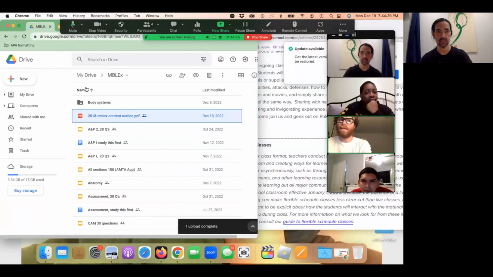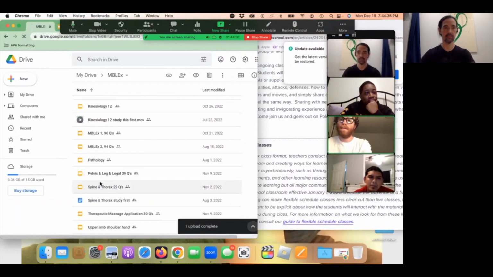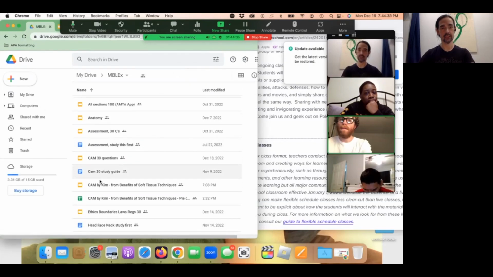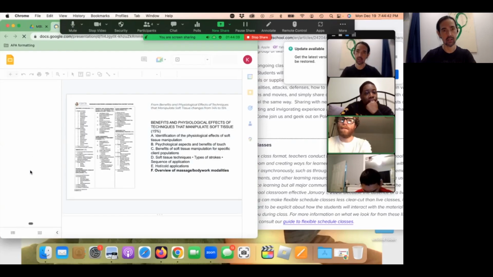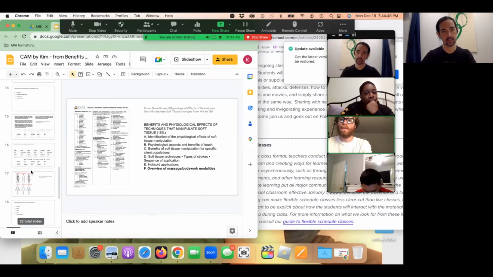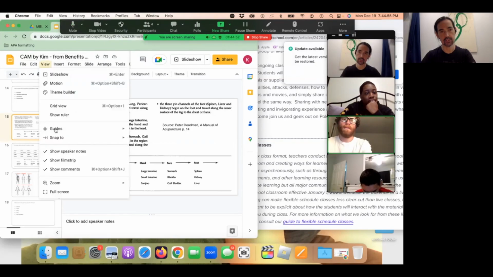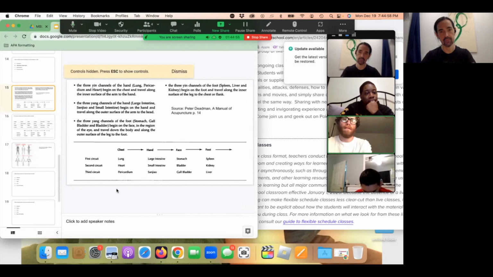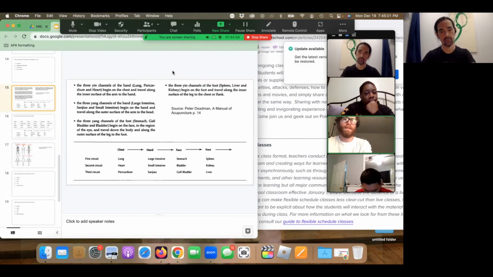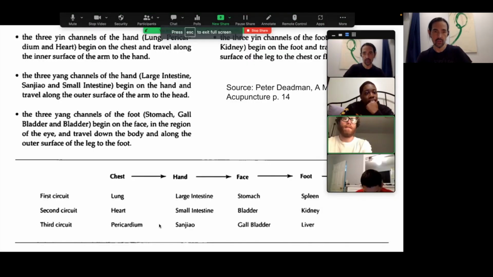Let's take a look at the Meridian circuits. This one has the times on it, but I'm not going to show you the times yet. Notice that liver is last and pericardium is 3 before that, right? So it's liver, gallbladder, triple warmer, pericardium.